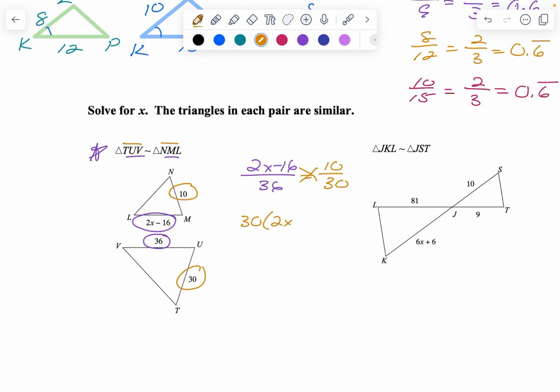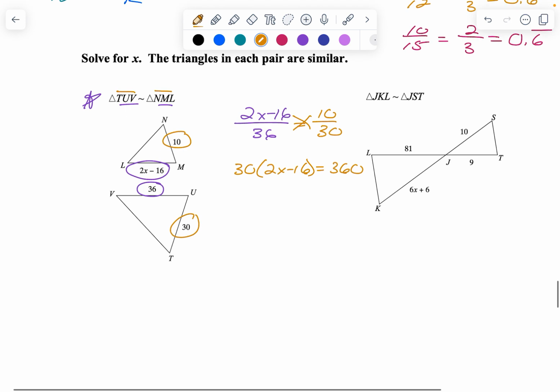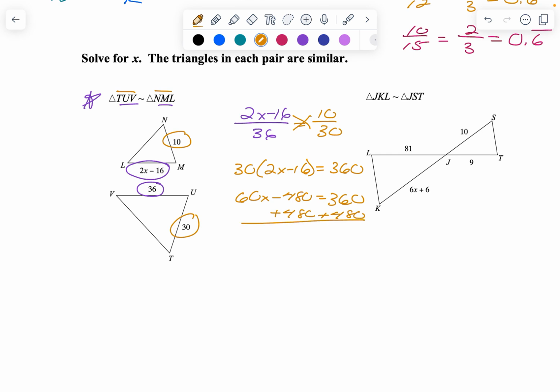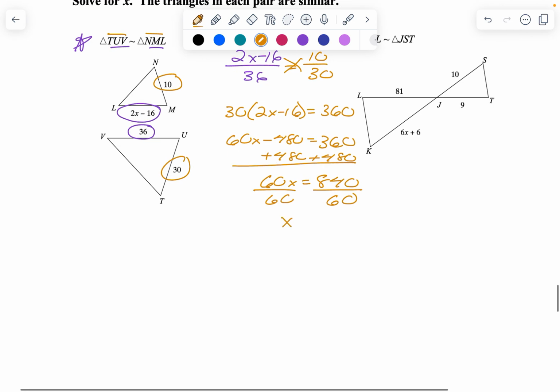So we get 30 times 2x minus 16 is equal to 360, which is 36 times 10. So 60x minus, let's see, what's 30 times 16? Minus 480 is equal to 360. I'm going to add 480 to both sides. So 60x equals 840, divided by 60, x equals 14.